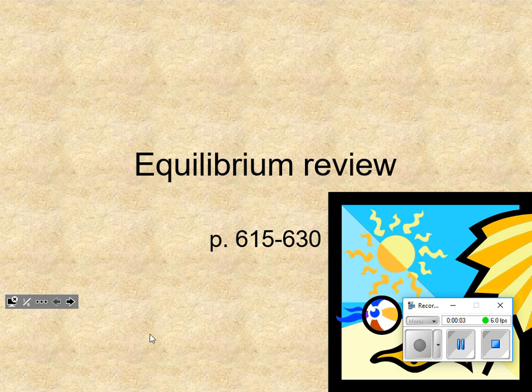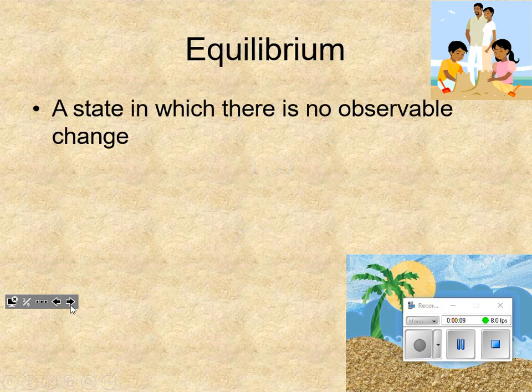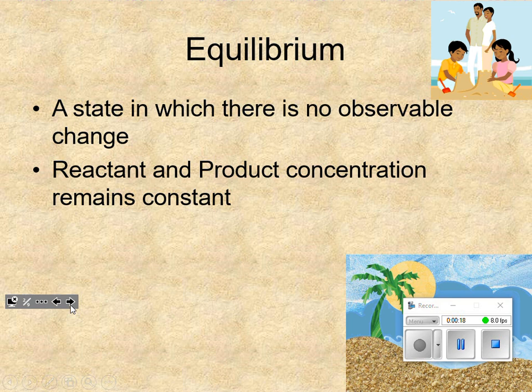This is the notes on equilibrium. In Chem 1, we talk about how when equilibrium is reached in a reaction, there is no longer any observable change. This is where the reactant and the product concentration remains constant.